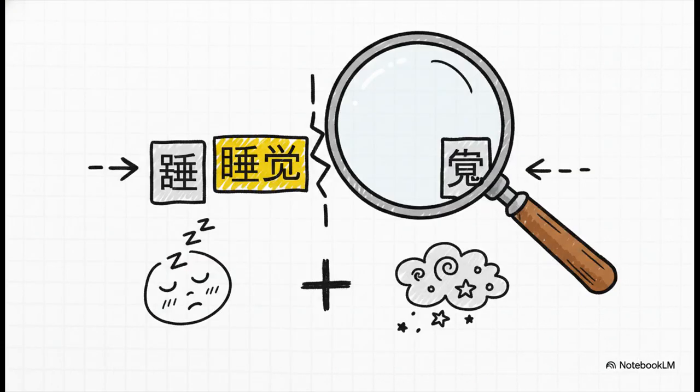Let's break it down with a word you probably learned on day one, 睡觉, to sleep. This isn't just a verb. It's actually two parts. 睡, the action of sleeping, and jiào, the object, asleep. You're literally saying to sleep asleep. And once you see that hidden structure, everything else is going to click into place.